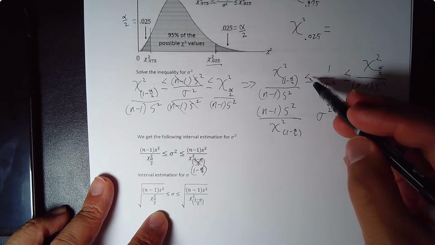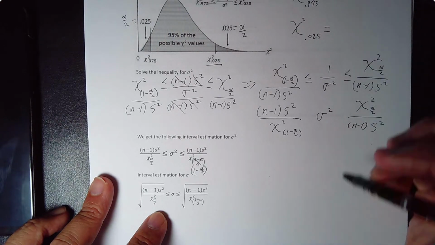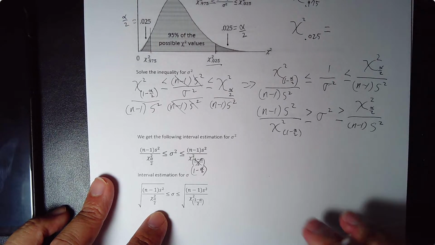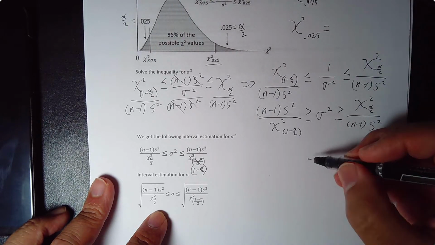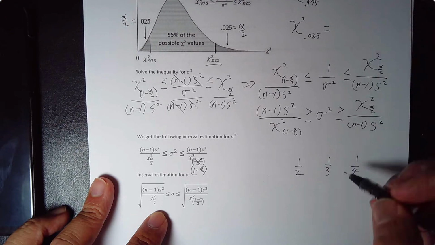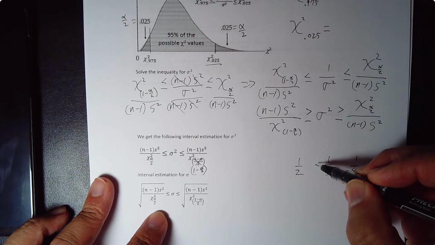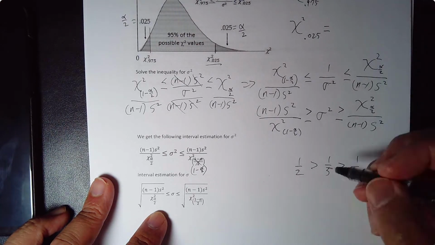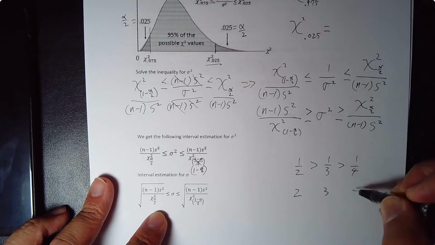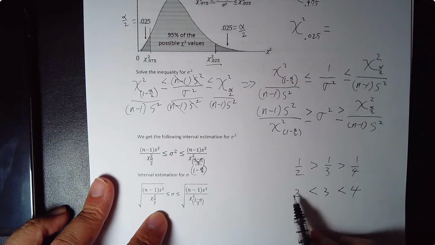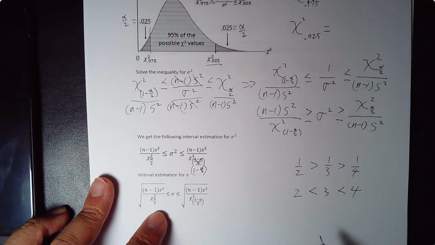Well, because when you flip fractions over, the inequalities change. If you're not sure why, take a look here. If I have 1/2, 1/3, and 1/4, I know that 1/2 is bigger than 1/3, and 1/3 is bigger than 1/4. But if I flip it all over, I get 2, 3, and 4. The direction changes. I know that 2 is less than 3, and 3 is less than 4. So whenever you flip fractions, you always have to change the inequality.